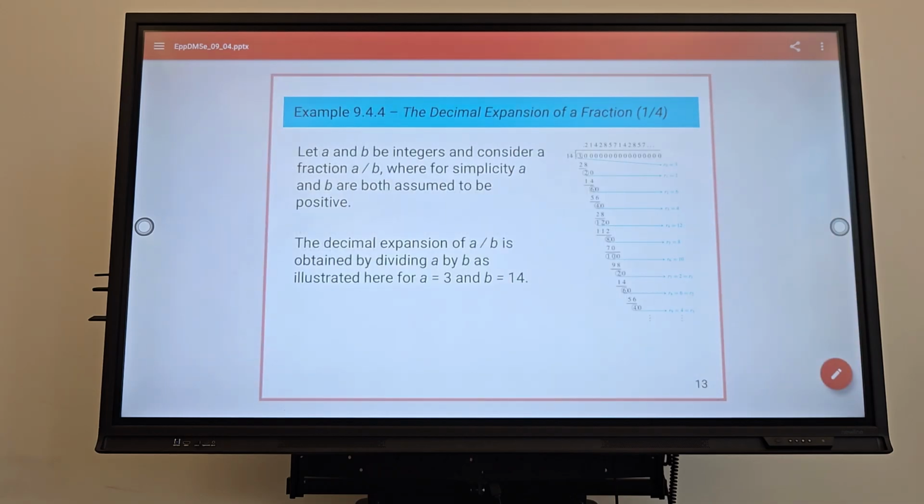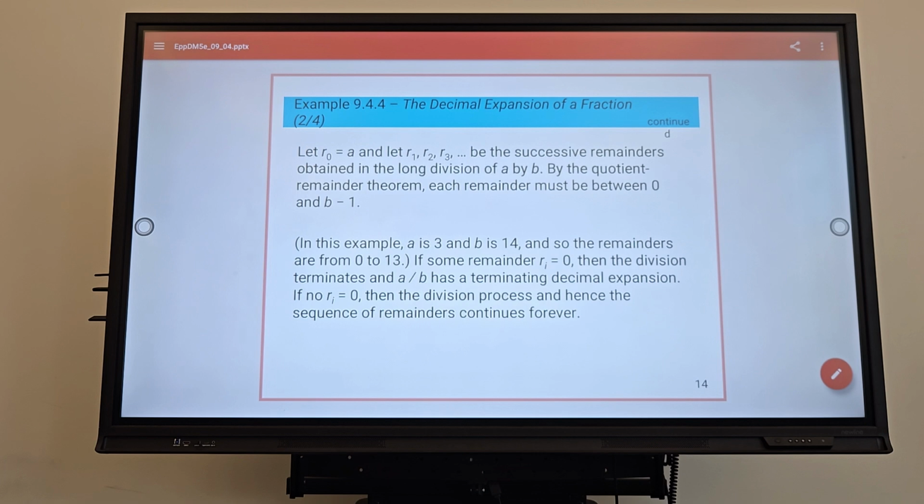Let a and b be integers and consider the fraction a over b, where for simplicity a and b are both assumed to be positive. The decimal expansion of a over b is obtained by dividing a by b, as illustrated here, for a equals 3 and b equals 14. And let R0 be equal to a. And let R1, R2, R3, etc. be the successive remainders obtained in the long division of a by b.